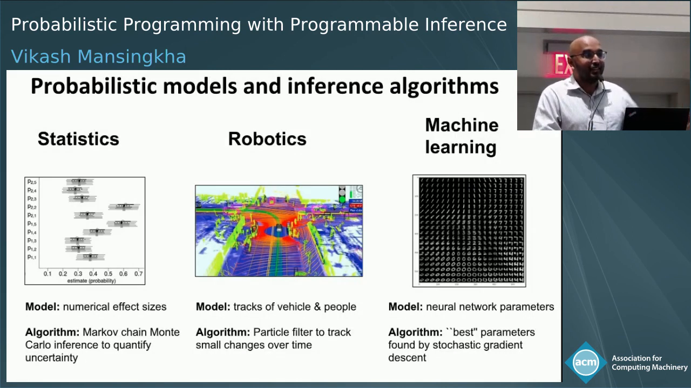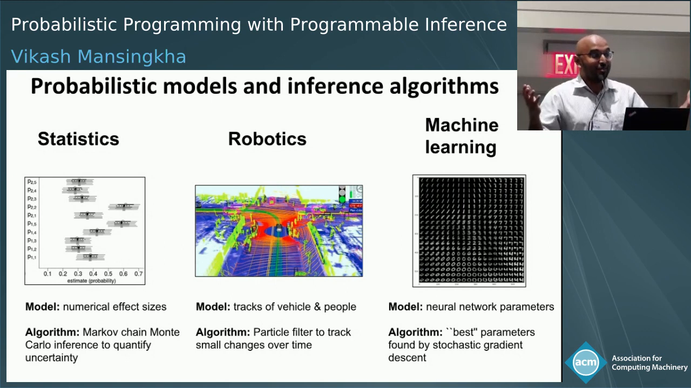That's one setting. But another setting where probabilistic modeling and inference sees heavy use is in robotics, where we might be trying to track the position of, let's say, an autonomous vehicle and the people in its environment. So we might have a model for those tracks. And the inference algorithms we might use are particle filters, which try to locally follow the uncertainty about the locations of these objects, relying on the fact that from second to second, the locations of everything don't change too quickly.